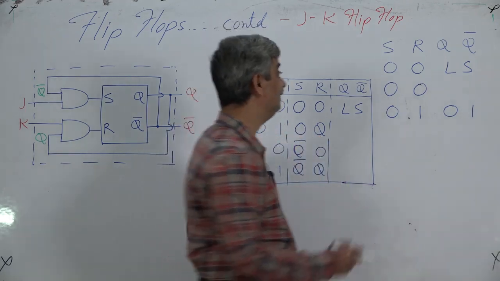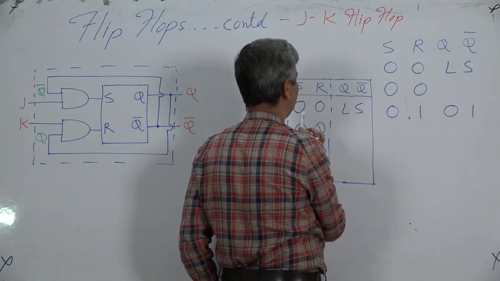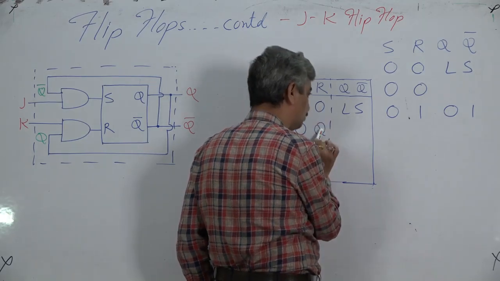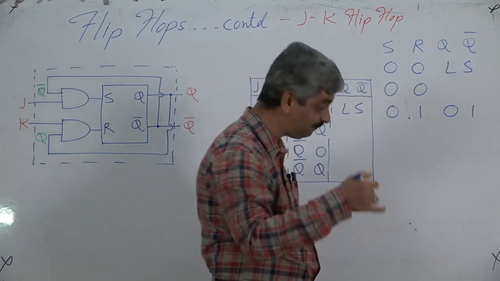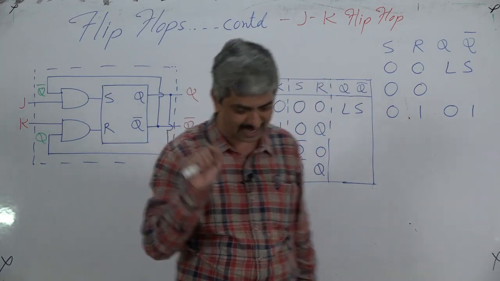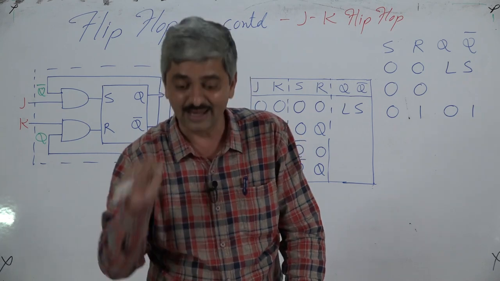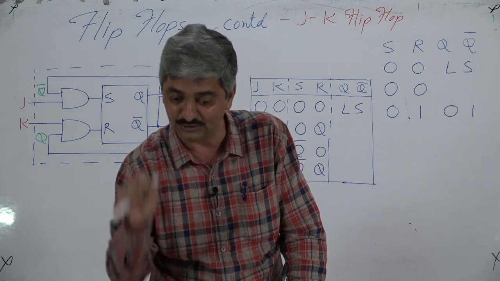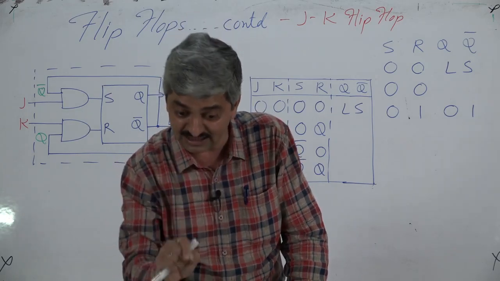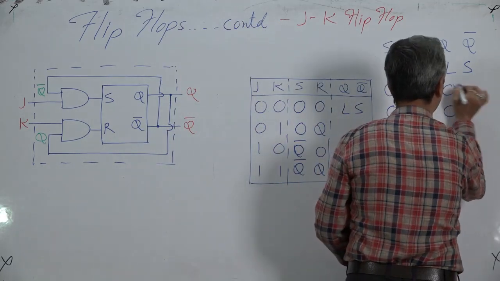Now, if J is 0, K is 0, then S becomes 0, R becomes Q, and if Q is 0, at that time Q bar is 1. So, J equal to 0, K equal to 1, Q equal to 0, Q bar equal to 1 lead to S and R at 0, 0, and S and R at 0, 0 lead to last state, but last state is 0, 1 here. So, in any case it becomes 0, 1.